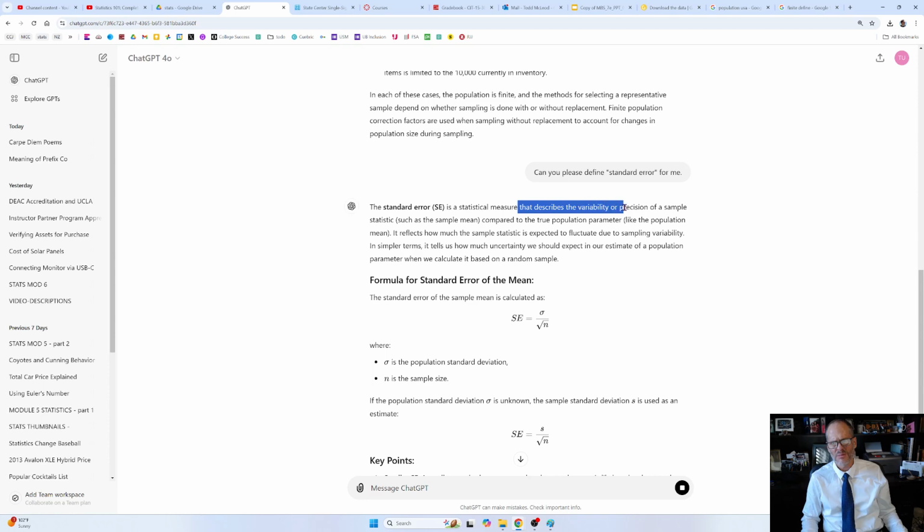So it describes the variability or precision of a statistic, such as a sample mean, compared to the true population, right? So let me read this again. The standard error is a statistical measure that describes the variability or precision of a sample statistic, such as the sample mean. So maybe we're measuring the mean, and this is our sample's mean, compared to the true population parameter. So compared to the population, how precise is the sample statistic? And it reflects how much the sample statistic is expected to fluctuate due to sampling variability.